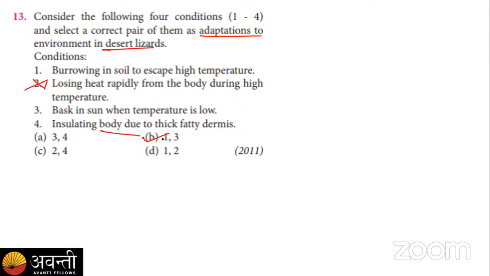And the insulation of the body with a thick fatty dermis is only possible for the colder region, because as you know, the fatty dermis always provides insulation. It prevents the loss of heat. But here the condition is already very warm, right? So this fatty layer would also not help. So the answer is option B only.